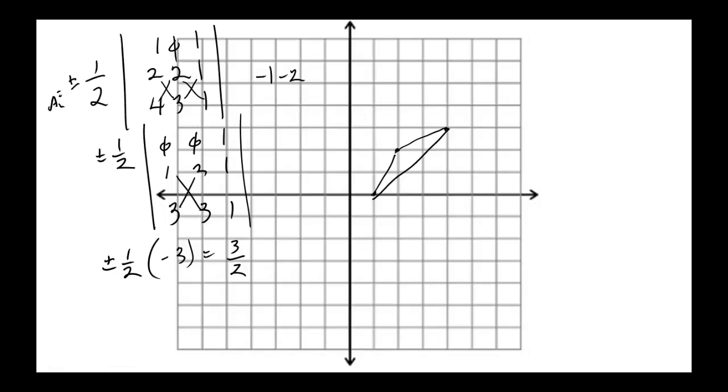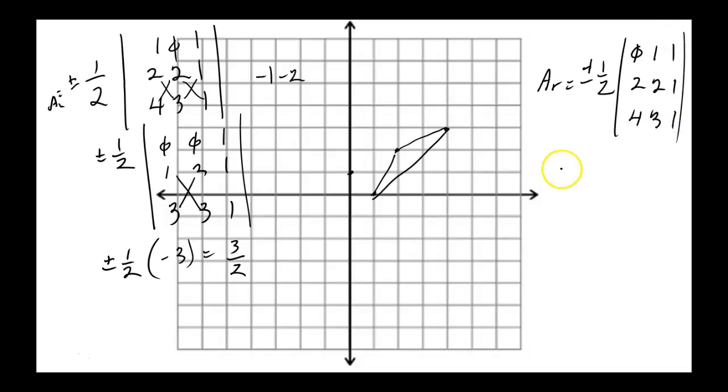Okay, so 3/2 square units. Then they said, what if we had chosen this point, 0, 1, rather than 1, 0? Okay, then we'd have had the area of that one to be, I'm sorry, I was looking at the wrong page. Plus or minus 1/2 times the determinant of 0, 1, 1, 2, 2, 1, 4, 3, 1, okay? And then we would do plus or minus 1/2.